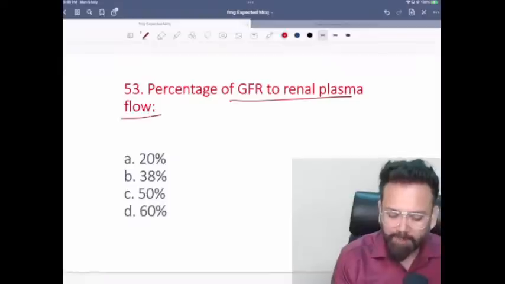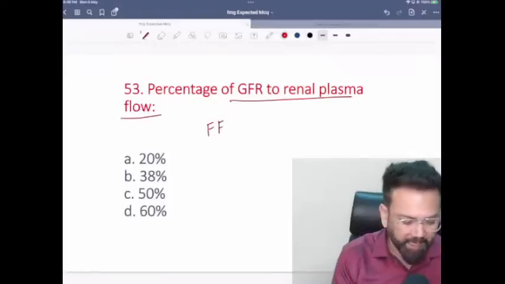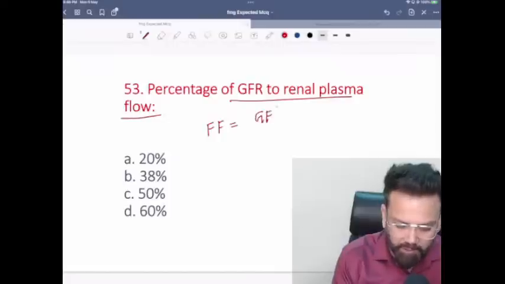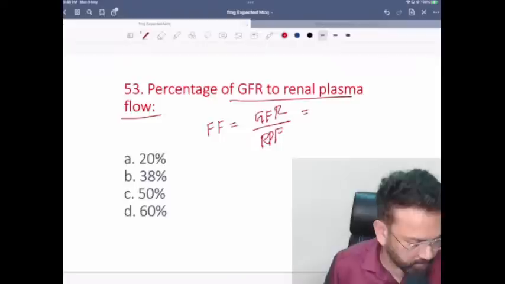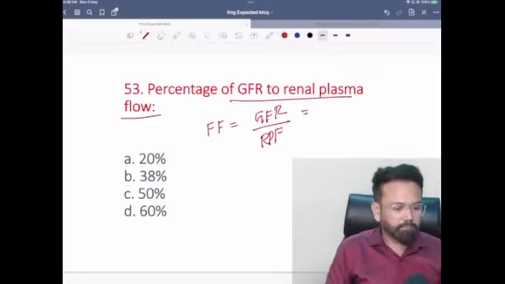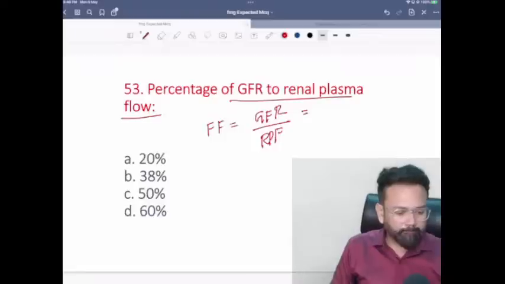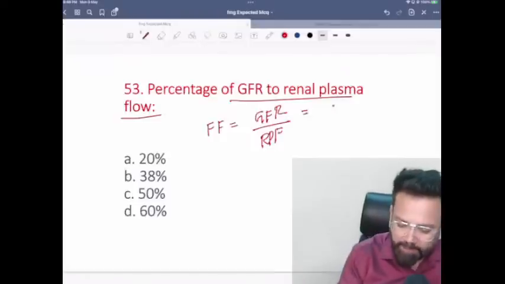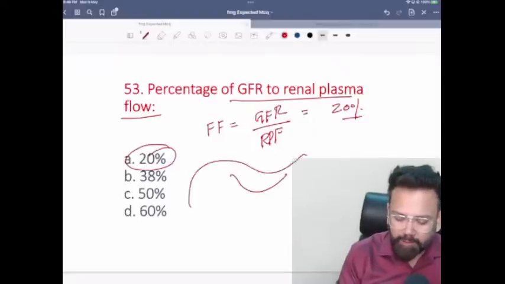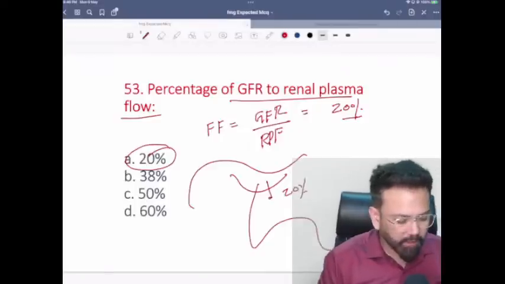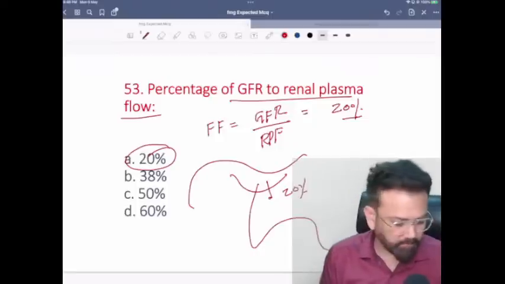What is the percentage of GFR to renal plasma flow? It is called the filtration fraction. How much is the filtration fraction, doctor? GFR upon renal plasma flow. How much percentage of renal plasma flow is GFR? Yes, 20%. 20% of renal plasma flow is filtered as GFR. Please do remember, it is always 20%. Good.